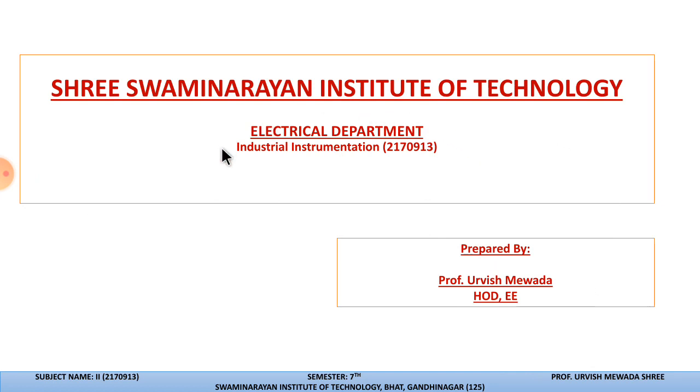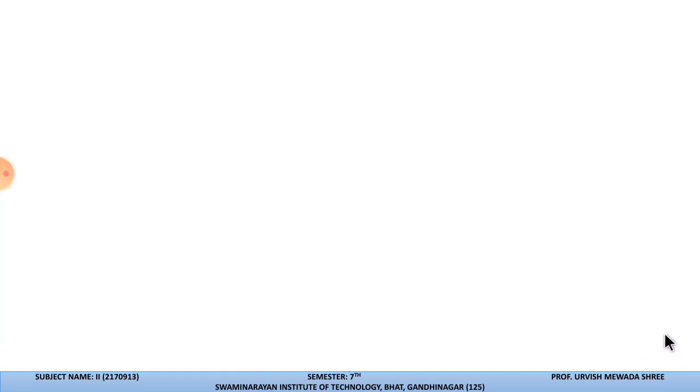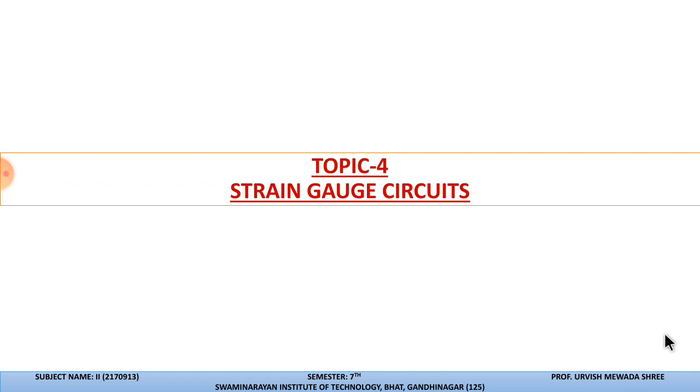I am the subject matter expert of the Industrial Instrumentation subject, which is in the 7th semester GTU, and the GTU subject code of this subject is 2170913. Students, in chapter number 2, we have so far covered three lectures. Now this is the fourth lecture, and the topic number 4 is strain gauge circuits. Now let's see the analysis of strain gauge circuits.